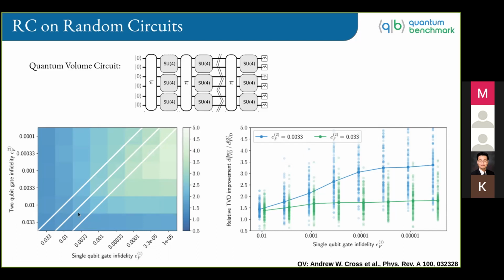And so things get better in both directions. So if you improve your single qubit gates, you're twirling more effectively, so things get better. If you improve your 2-qubit gates, then things also get better. But in particular, along these diagonals where your device is just getting better as a whole, you're reaching this nice regime up here where you're getting a 5 times improvement. And this plot on the right is just a slice out of here.